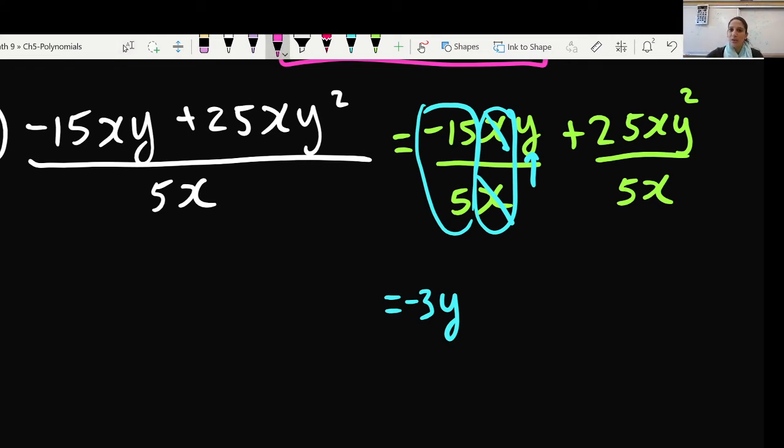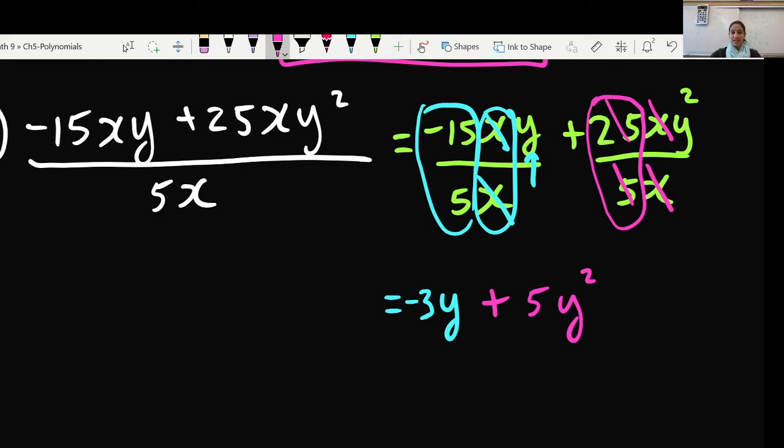And then here, we're going to do a similar type of thing. We're going to deal with the 25 divided by 5. So it's a plus. There's no negatives to deal with. I know it's still going to be plus. And I know 25 divided by 5 is 5. So I've dealt with that part. I notice again there's an x at the top, x at the bottom, which means they just cancel. And I do still have a y squared at the end.